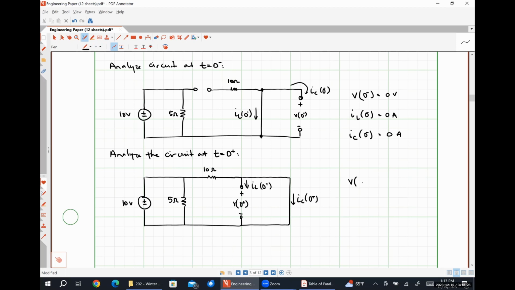And we know that the voltage drop across the capacitor cannot change. So whatever value it had at 0 minus, it must continue to have at 0 plus. So we have 0 volts. The current flowing through an inductor cannot change abruptly. So IL at 0 plus must be equal to IL at 0 minus, which is 0 amps. The current flowing through a capacitor can change. So what do we expect that current to be? 1 amp. 10 volts divided by 10 ohms is equal to 1 amp. Absolutely right.